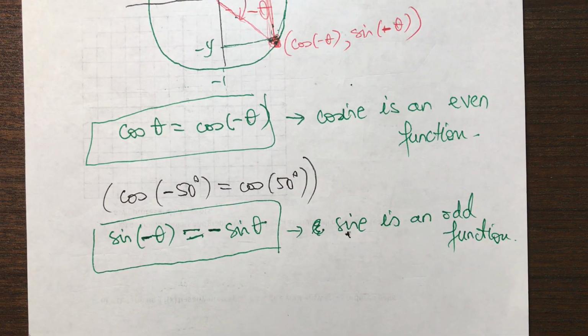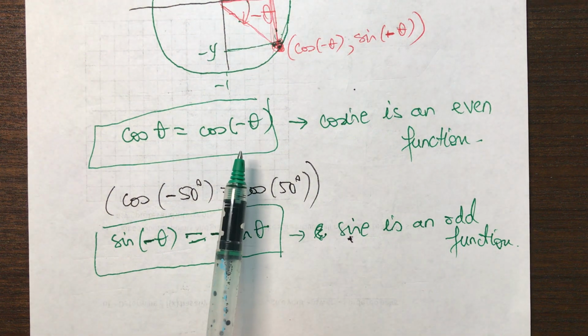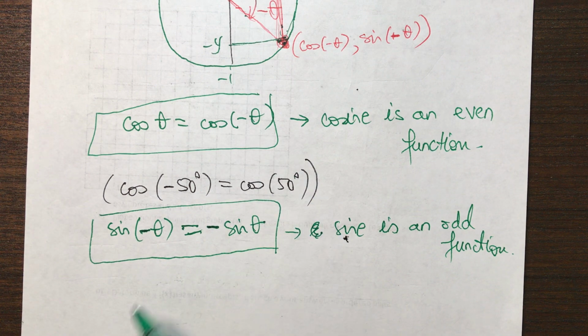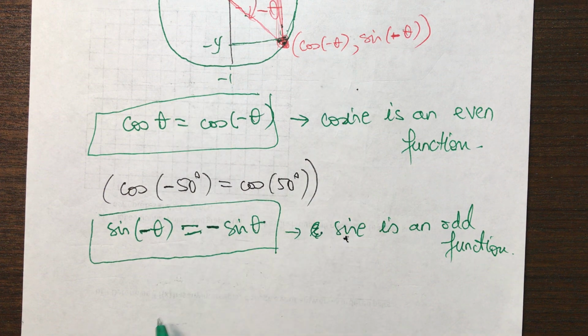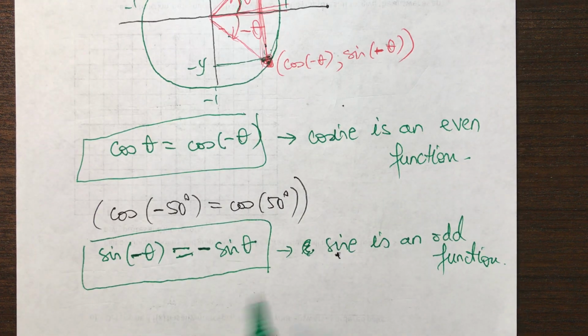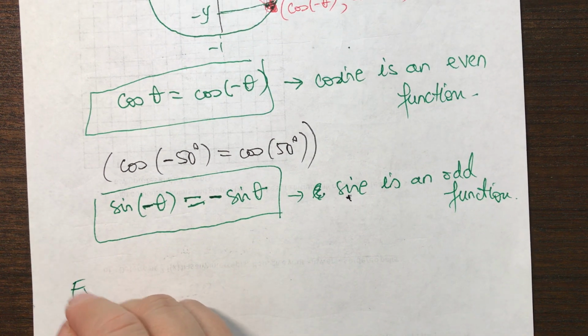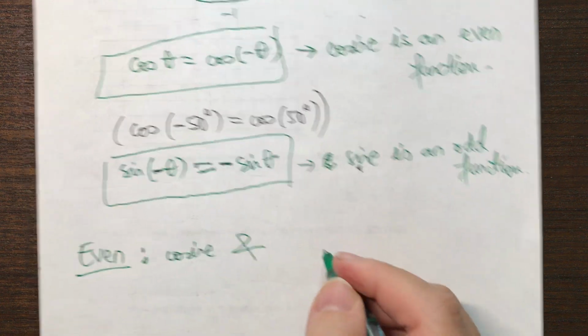When we get to chapter 6 and actually graph these functions, we'll see that the graph of cosine is symmetrical about the y-axis, whereas the graph of sine is symmetrical about the origin. Think about the x squared function versus the x cubed function. It will be the same thing for cosine and sine. So cosine is even, sine is odd. What about the others? I'm going to write them here. Who is even? Cosine.